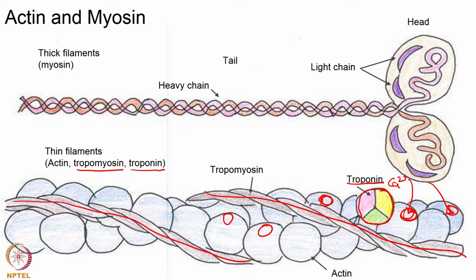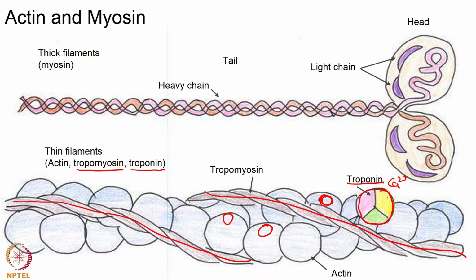So, when calcium is present, troponin will undergo a conformational change, but since troponin is attached to tropomyosin, it will cause a movement of tropomyosin in such a way that the binding sites will become exposed. When the binding sites become exposed, only at that time the thick filament's head can attach to them. Even otherwise the binding site is present, but it is not visible, it is covered by tropomyosin.